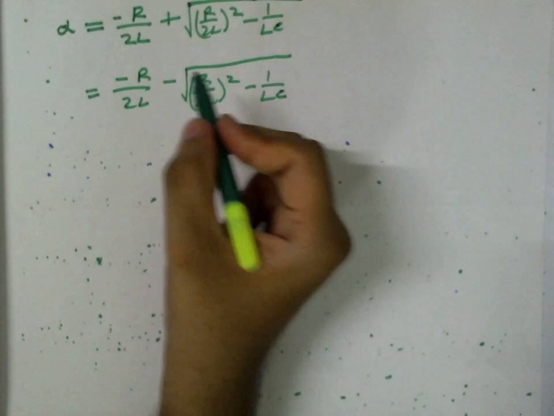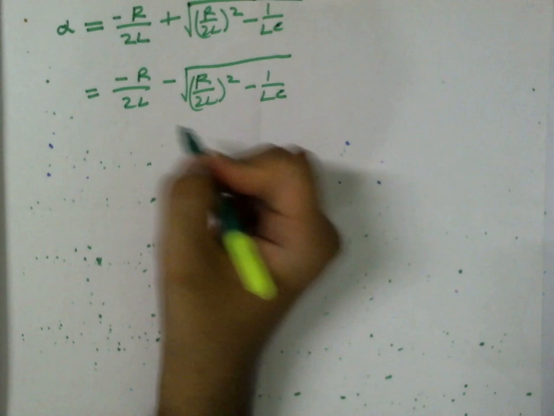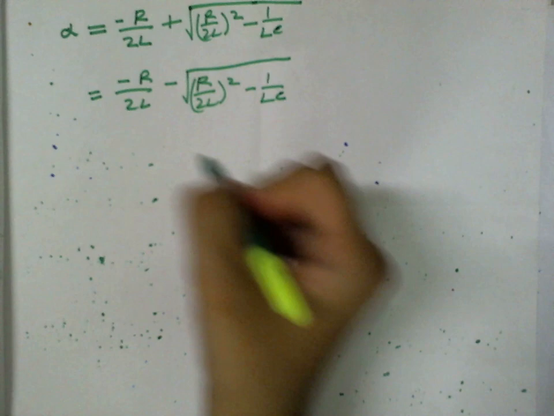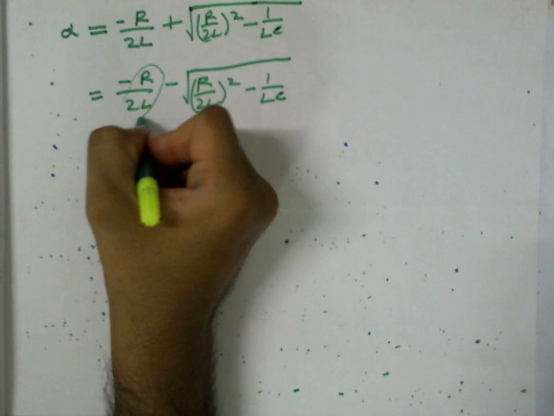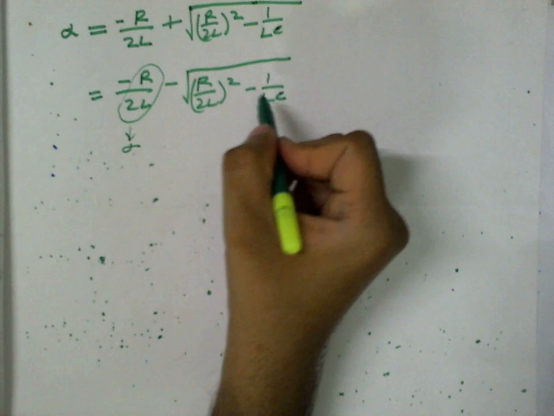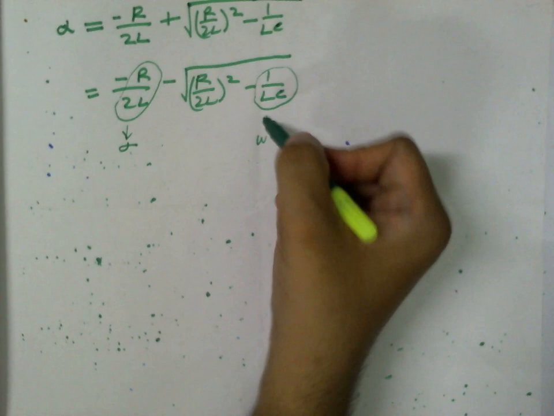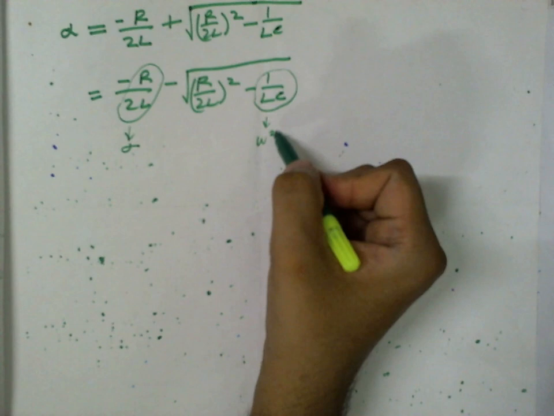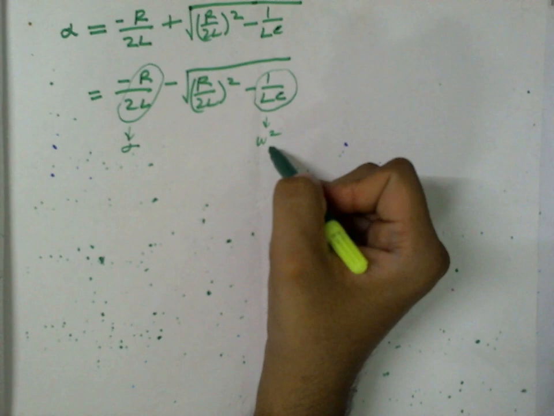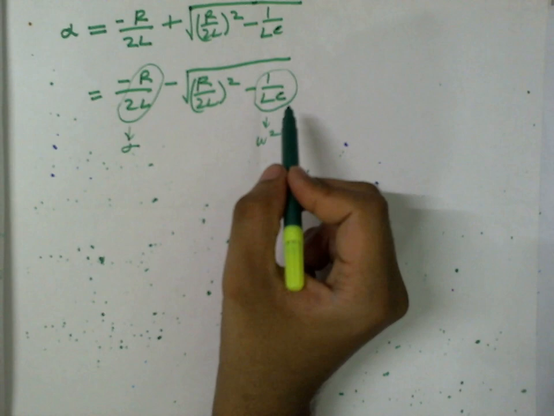Okay, now let me use some shorthand. Say this term, I'll write it as sigma, and let me write this term as omega squared. So that means 1 by root over LC is omega. Why not 1 by LC equal to omega? Why 1 by root over LC equal to omega? This is because that term 1 by root over LC has a physical significance. We'll see that. But just for now it's just a notation.